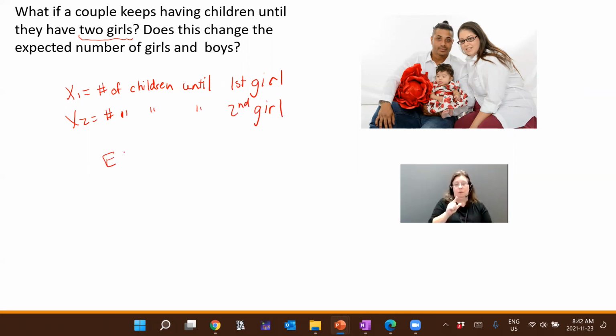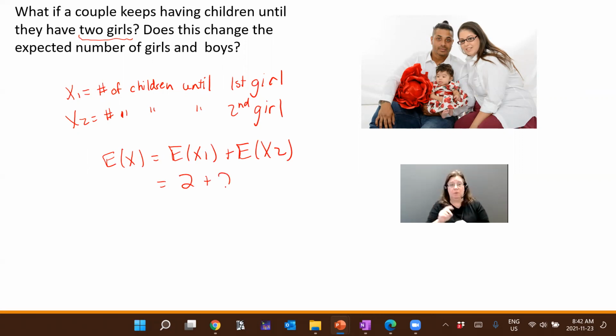So E of x, the expected number of children, is the expected value of x1 plus the expected value of x2, and so that would be 2 plus 2. So there would be 4 children on average if they had children until they had 2 girls. Of course, the same applies if they have children until they have 2 boys.